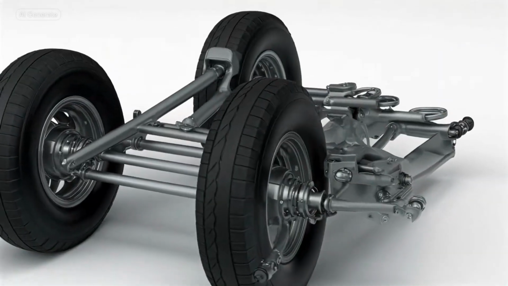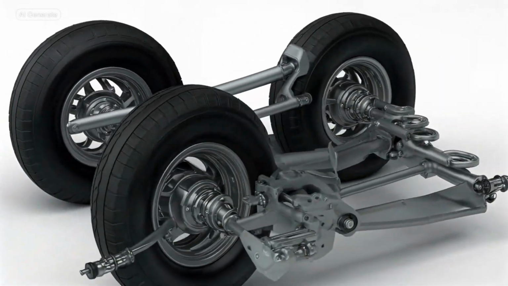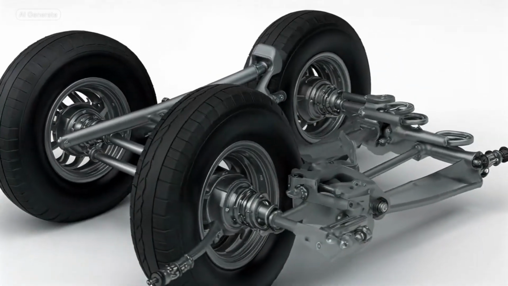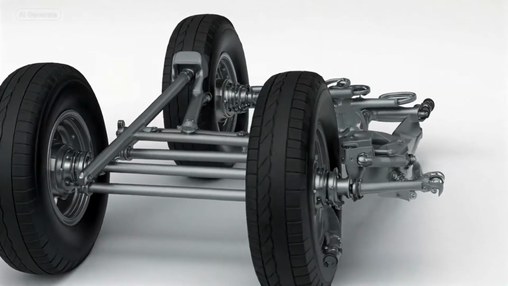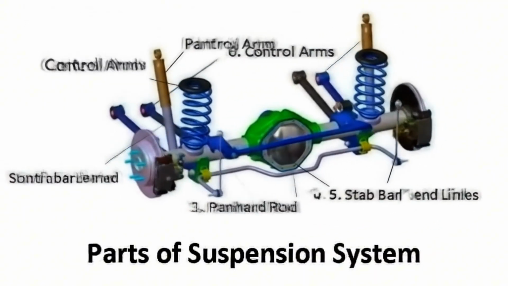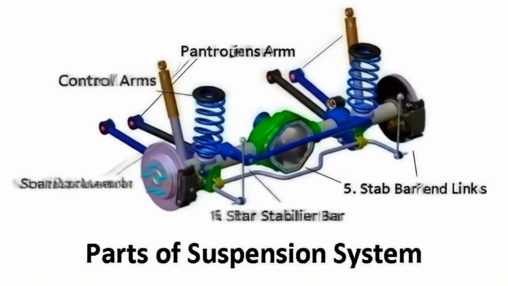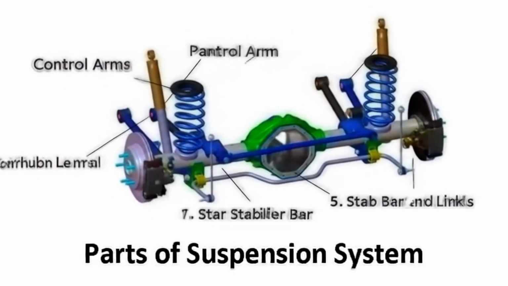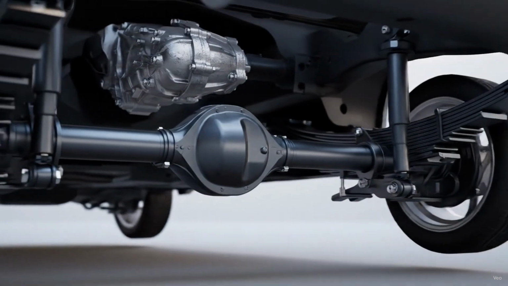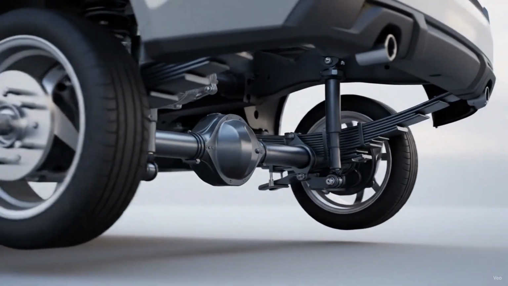Stab bar end link. Location: small vertical links connecting the ends of the stabilizer bar to the axle or a control arm. Function: these links connect the stabilizer bar to the suspension components, allowing the bar to transmit forces effectively to control body roll. They provide the necessary articulation for the stabilizer to function properly while the suspension moves.